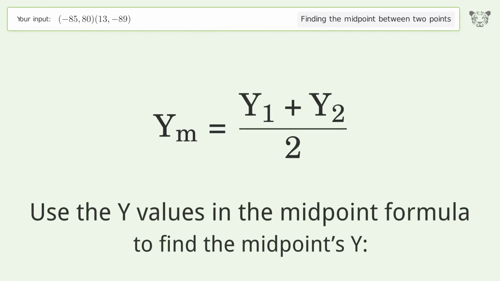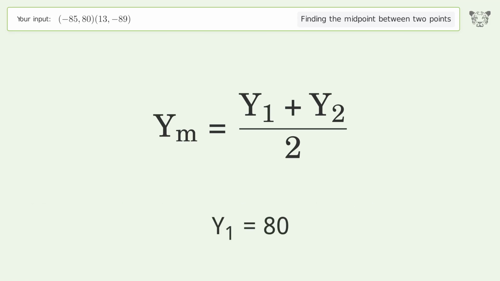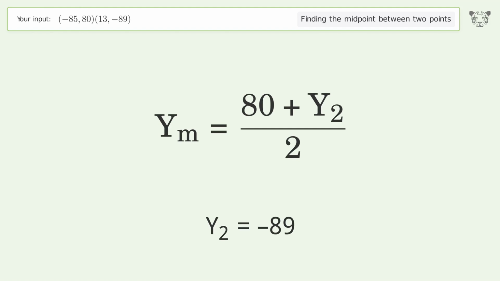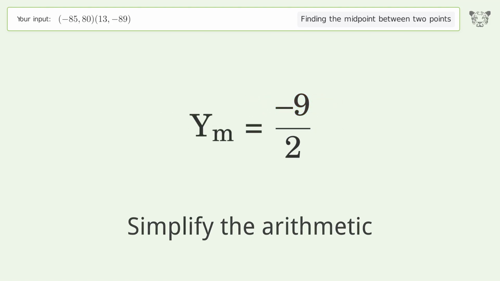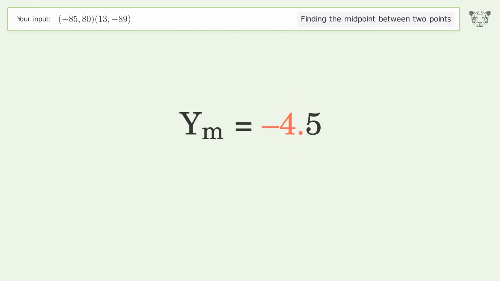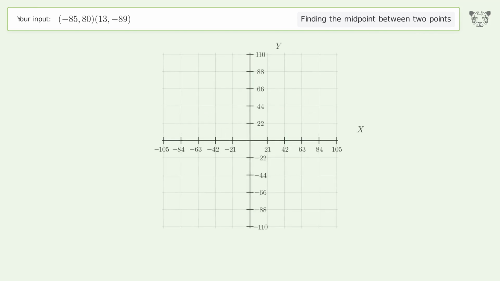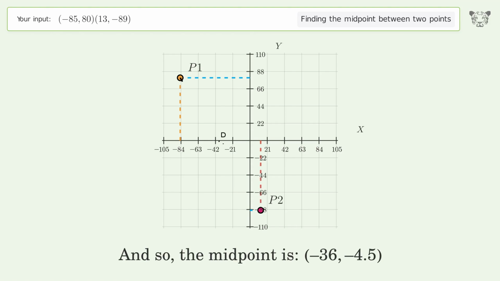Use the y values in the midpoint formula to find the midpoints y. y1 equals 80. y2 equals -89. Simplify the arithmetic. And so, the midpoint is -36, -4.5.